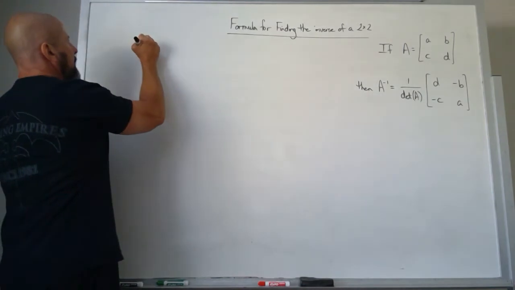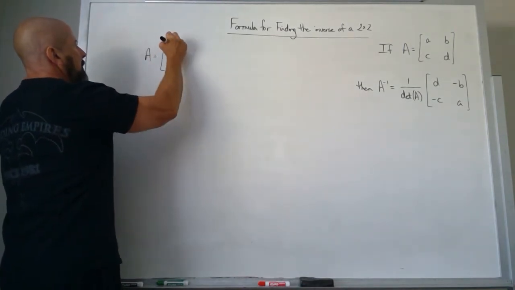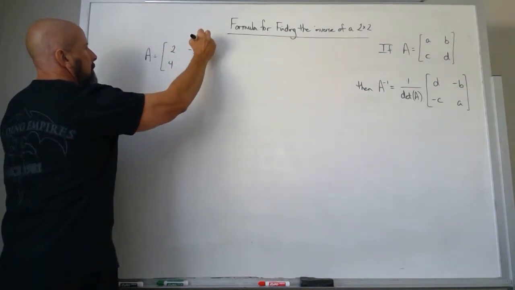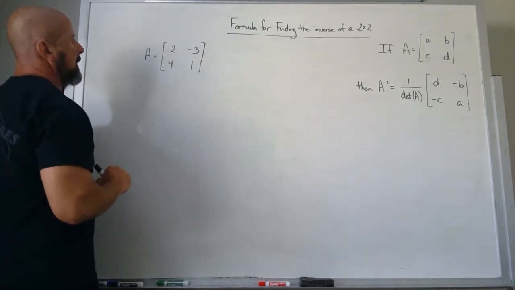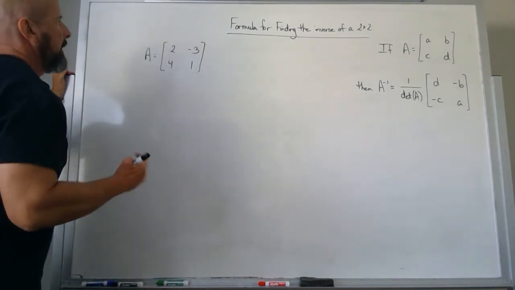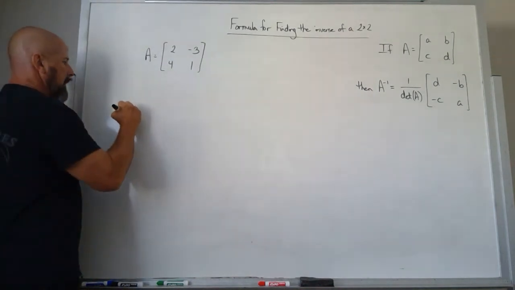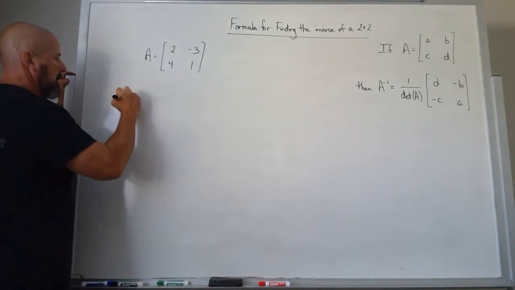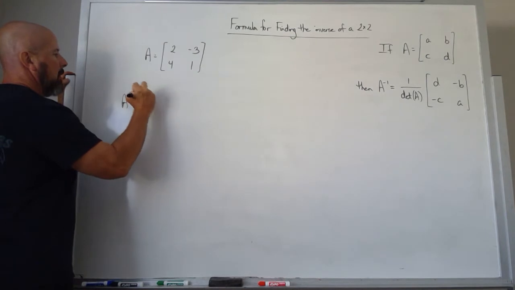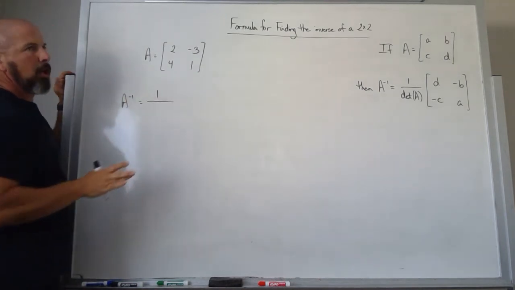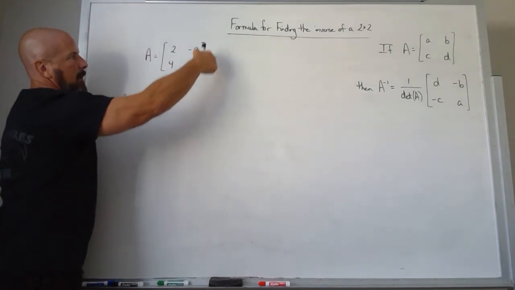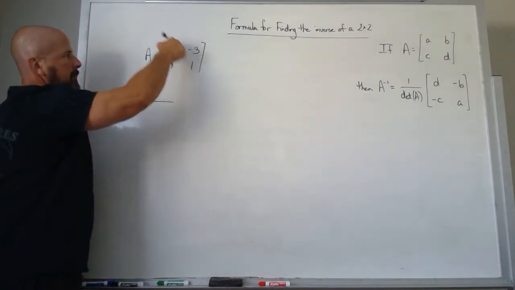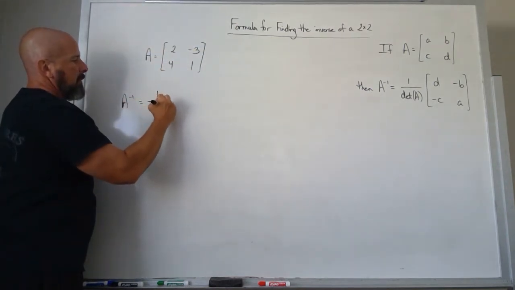Okay, so let's get an example up here. Let's say A equals 2, -3, 4, 1. Here's my matrix. The inverse, right? A inverse would be, get a little -1 up there, 1 divided by the determinant. So remember the determinant was going down minus coming back. Right? There's a different video that covered the determinants. 2 minus a -12 is 14.